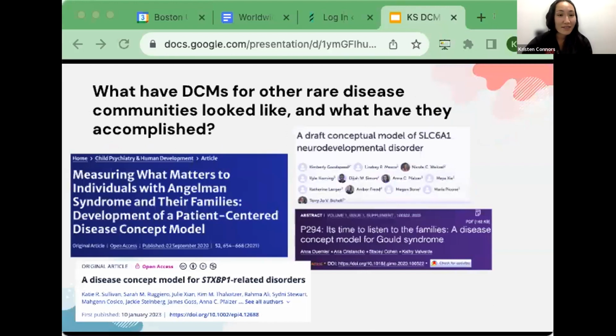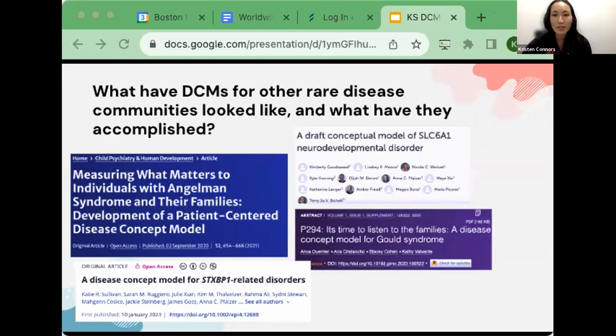So DCMs are very much on the rise. They're gaining a lot of traction and notability. According to the NIH, there are over 7,000 rare diseases, and that means there is a huge number of communities that really need to have representation in the literature, and representation that isn't just based off of what healthcare professionals see and hear, but also what families experience and have to say.